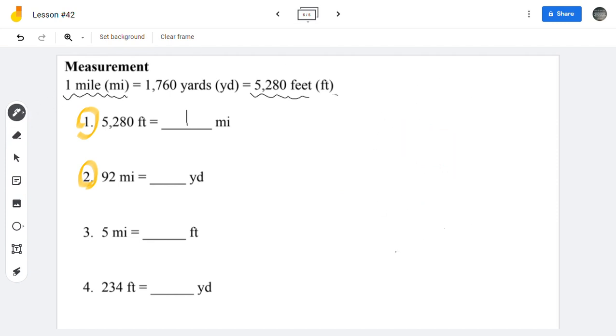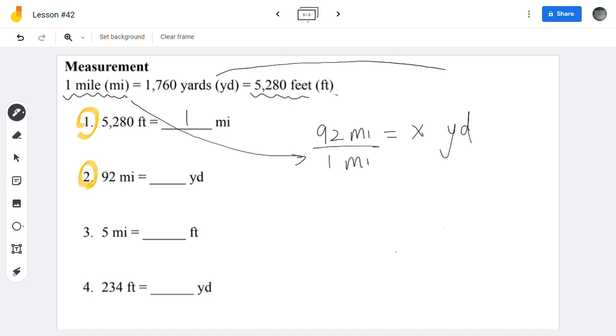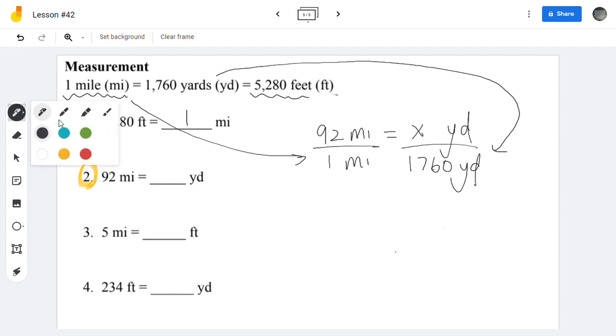So number 2 we have over here 92 miles equals, and of course I like to use a variable, x yards. Now underneath the 92 miles, I'm going to place the 1 mile because of this. And then for the yards, I'm going to bring down the 1,760 yards below this. 1,760 yards. Now from here, of course, I'm going to do proportions. So I'm going to do these two in blue.